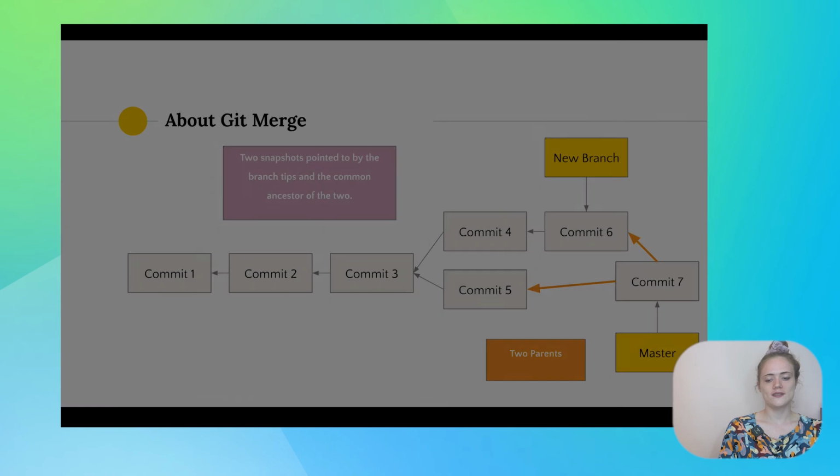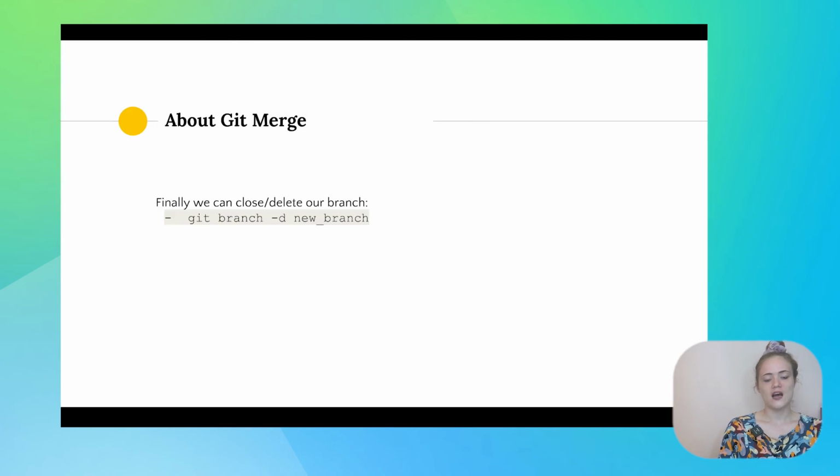Yeah, so that's it about the merge. And finally, as I showed you, we just close and delete our branch. Yeah, in the next part, we're going to see what can go wrong with the merge. As you can feel, there might be some things that don't go right, and that's going to be the topic for the next session.